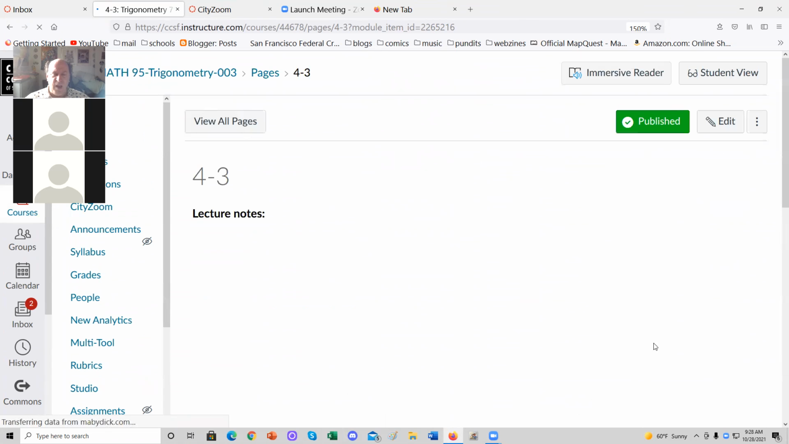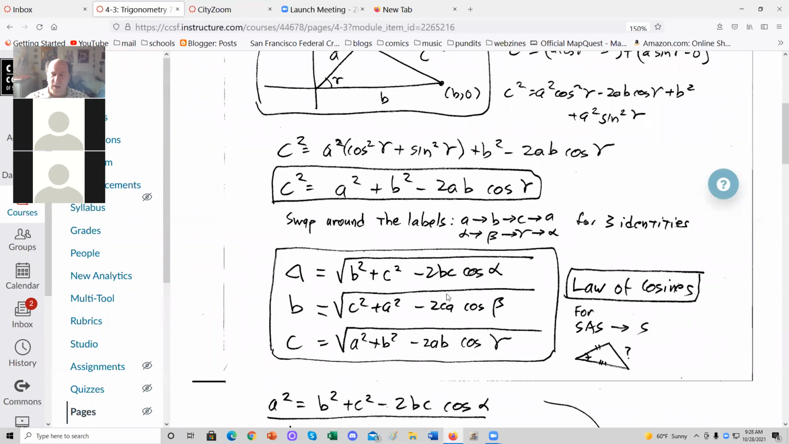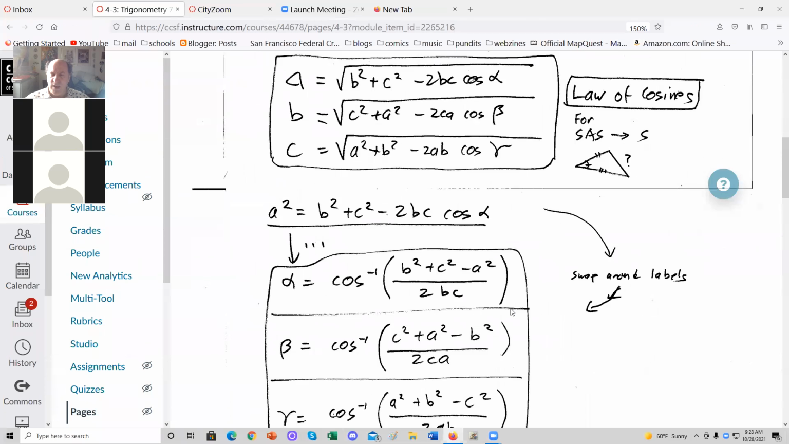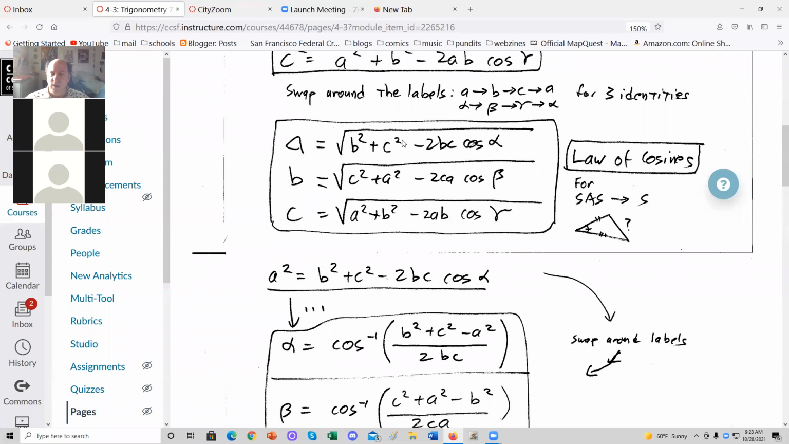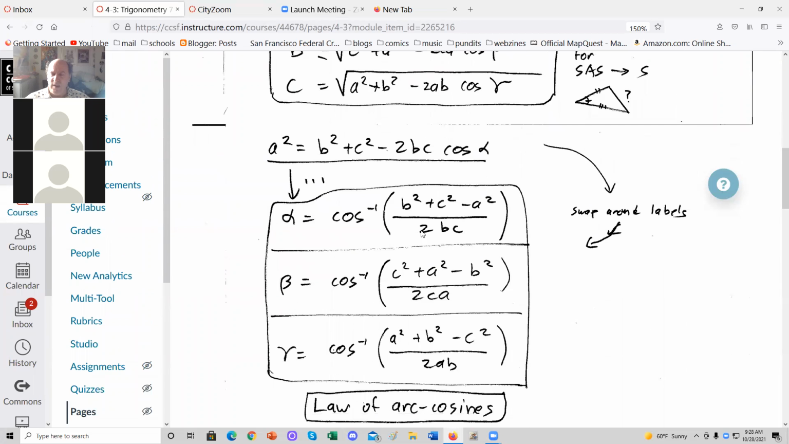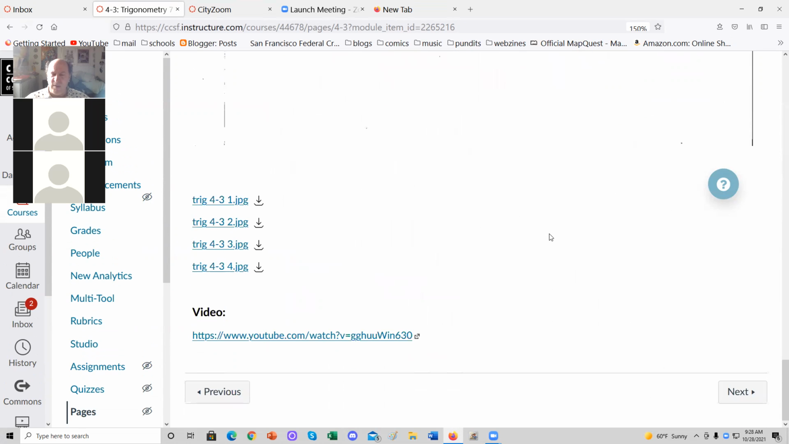The law of cosines. I just saw it, but here it is again: law of cosines in 3 versions. And here's the law of arc cosines in 3 versions. From the law of cosines, given a side and an angle and a side, you get the 3rd side. From the law of arc cosines, from all 3 sides, you get all 3 angles. And we'll work on some examples of that next time.